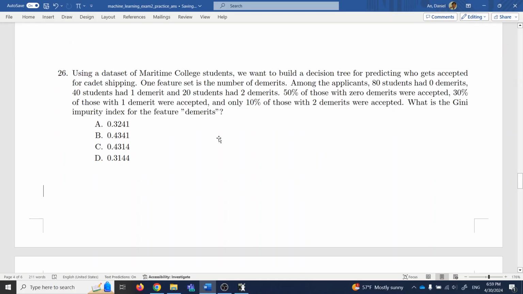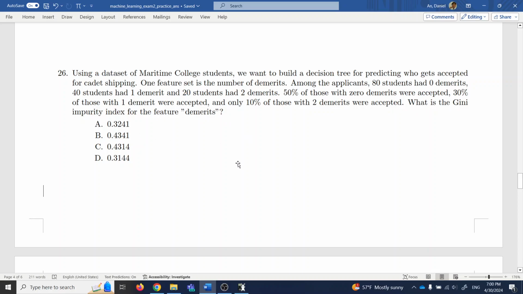Using a data set of Maritime College students, we want to build a decision tree for predicting who gets accepted for cadetships. One feature is the number of demerits. Among the applicants, 80 students had 0 demerits, 40 students had 1 demerit, 20 students had 2 demerits. 50% of those with 0 demerits were accepted, 30% of those with 1 demerit were accepted, and only 10% of those with 2 demerits were accepted. What is the Gini impurity index for the feature demerits?